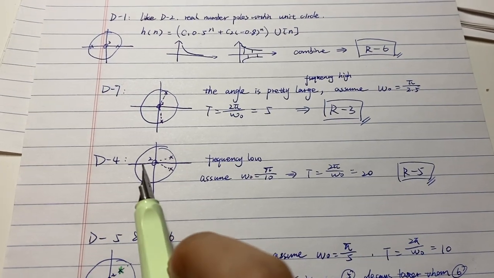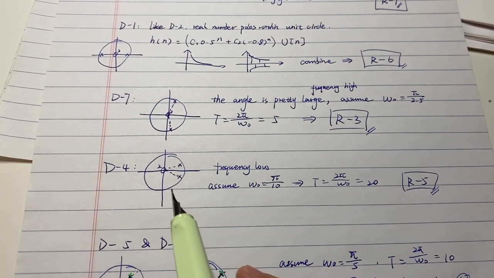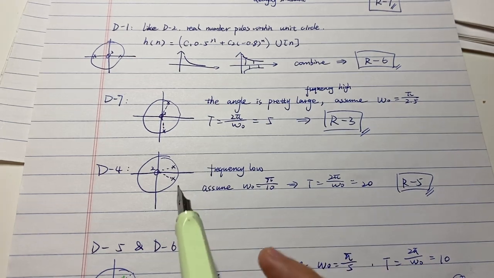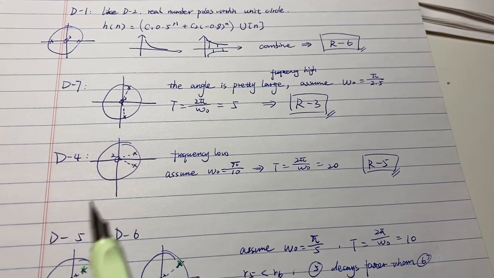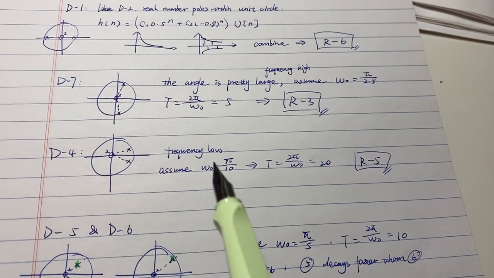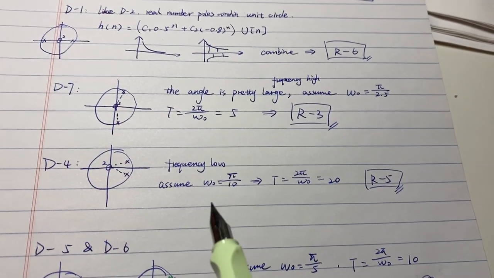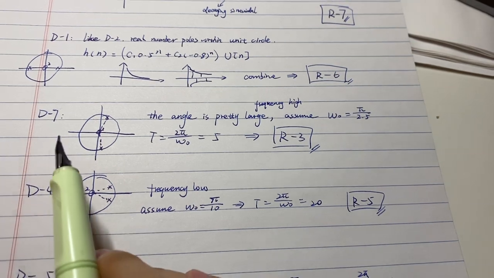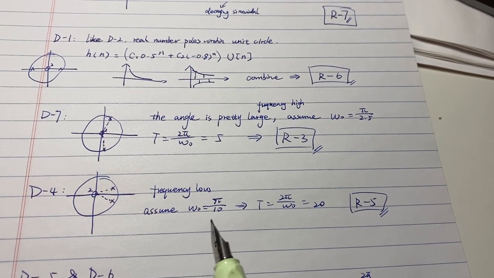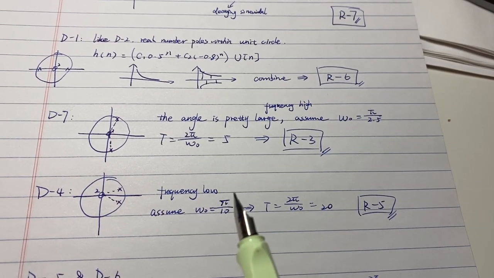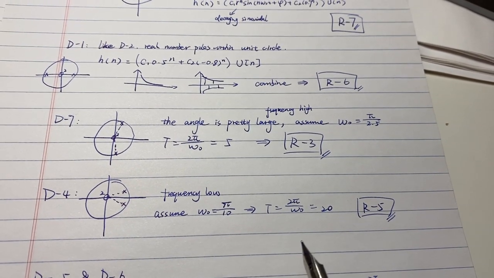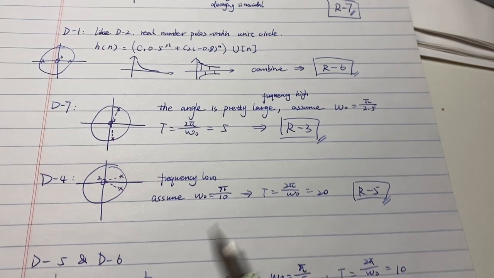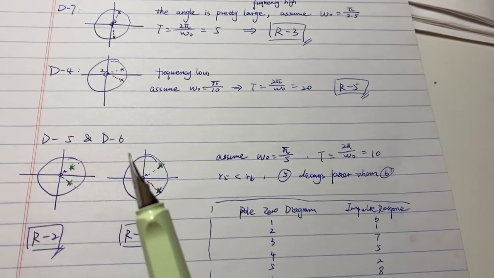For D4, we can see that compared to D7, the poles have a relatively small angle, so the frequency is also low. Same as for D7, we assume w0 equals pi over 10 and get T equals 20, and we can choose R5. It's similar to D7.